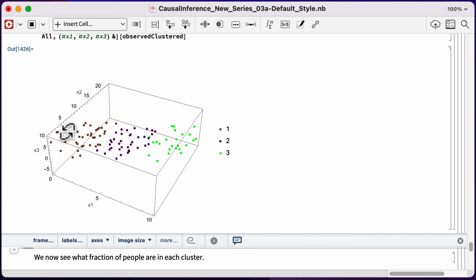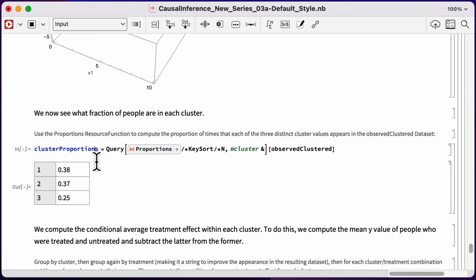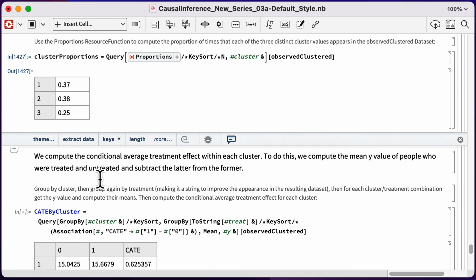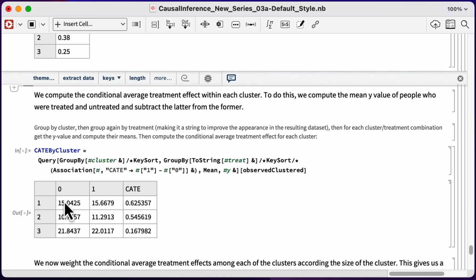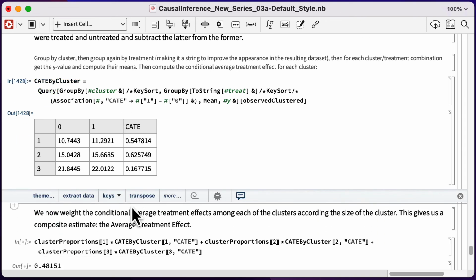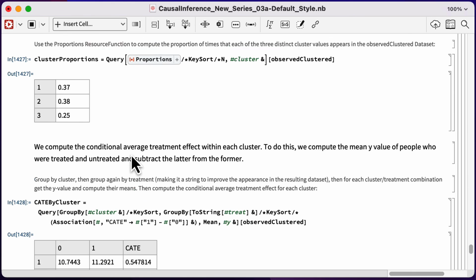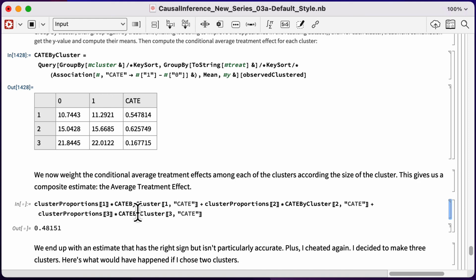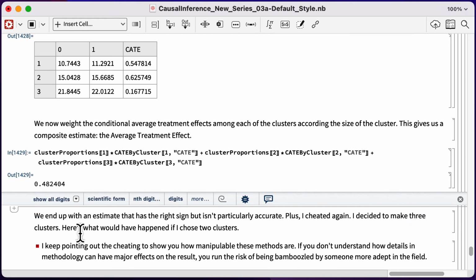So now what we can do is, since these people are kind of alike in their covariates, and these people are kind of alike in their covariates, and these people are kind of alike in their covariates, we can get the conditional average treatment effect for each cluster. We could just make sure we got roughly the same number of people in each cluster. We compute the conditional average treatment effect within each cluster, and then we can weight it by the fraction of people that are in each cluster. And at the end of the day, we end up with an average treatment effect.